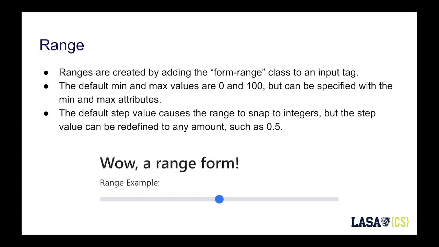Now we're going to talk about range forms. Ranges are created by adding the form-range class to an input tag. The default min and max values are 0 to 100, but they can be specified with the min and max attributes. The default step value causes the range to snap to integers, but the step value can be redefined to any amount, including a fractional or decimal one.